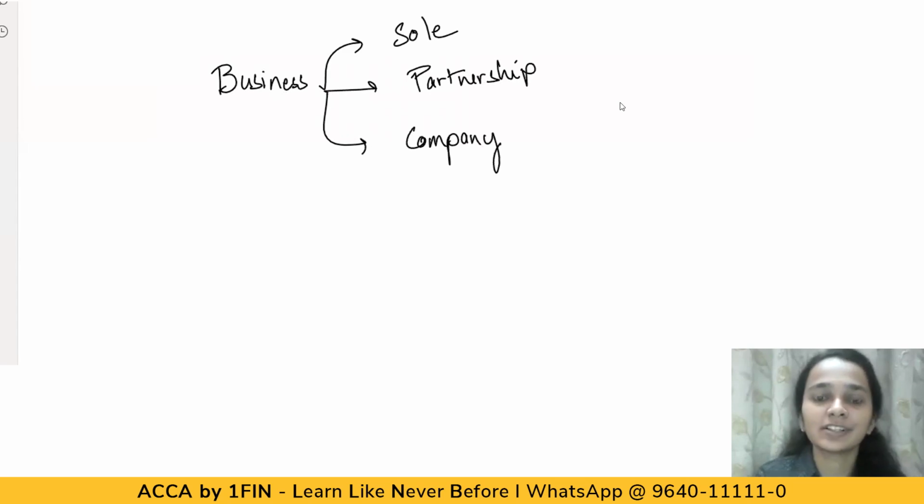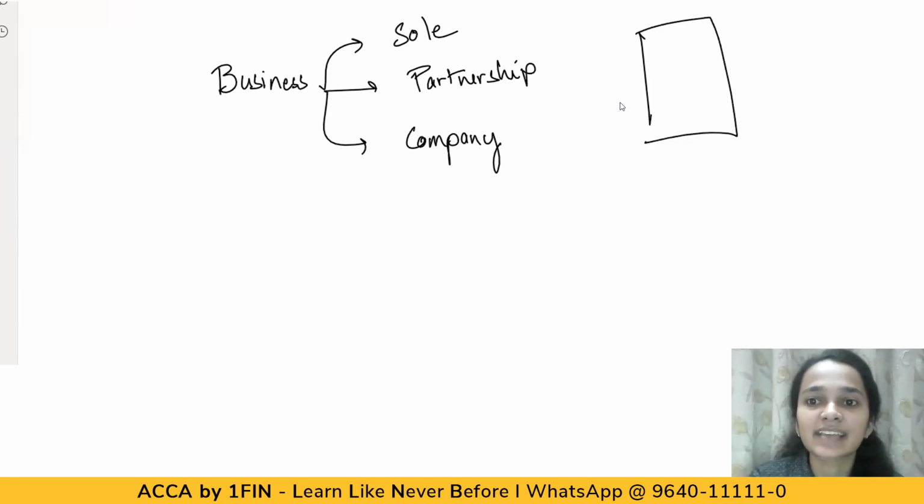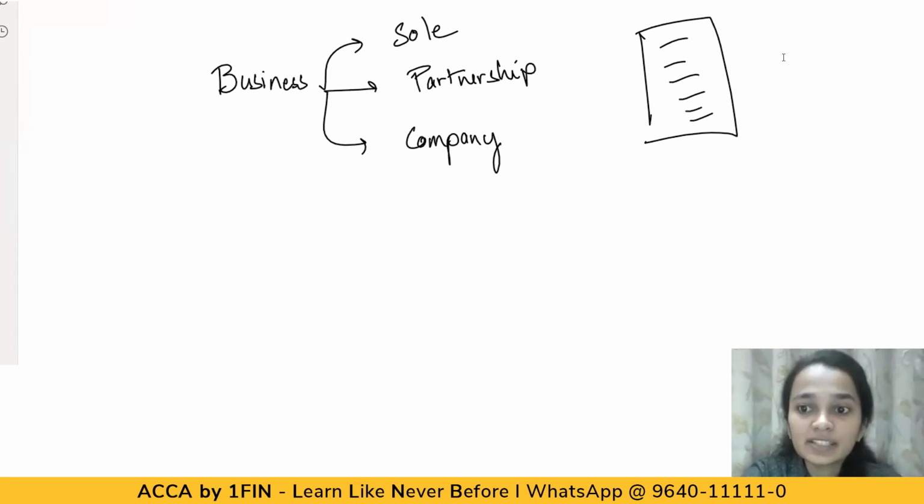Whenever any business is running, it can be of different types of organization. Now, whenever a business is being run, there are different transactions which take place in it. There could be sales, there could be purchases, there could be other expenses which are incurred. All of these transactions of the business are to be recorded.